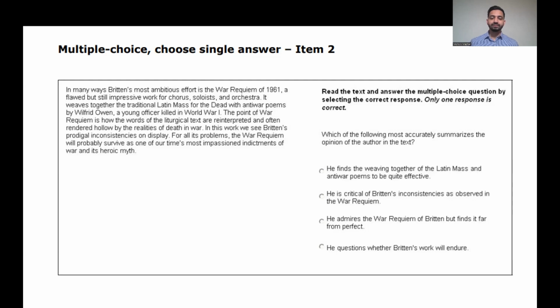Okay. Then he admires the War Requiem of Britain, but finds it far from perfect. So there should be an admiration of Britain's War Requiem, but he's not really, he gives an argument opposite to that. Then that means that this option could be correct. And the last one here, he questions whether Britain's work will endure. Okay, so let's read out this passage and see if it all makes sense.